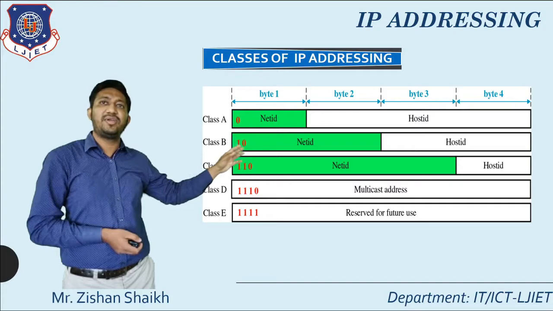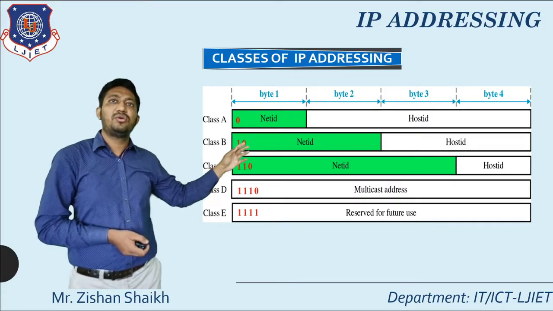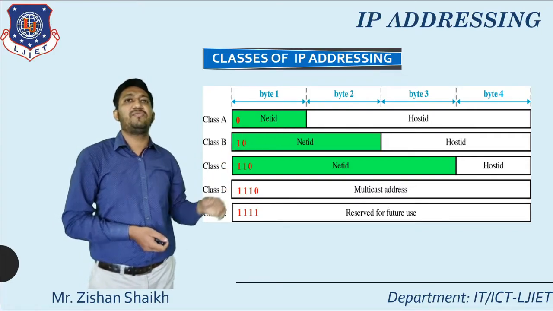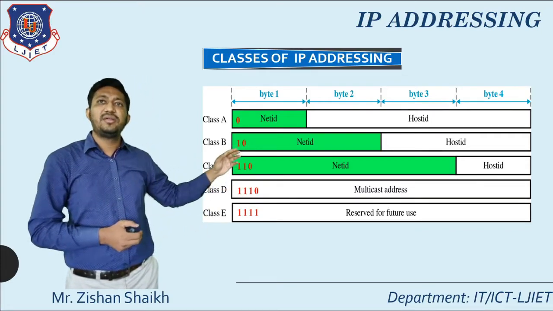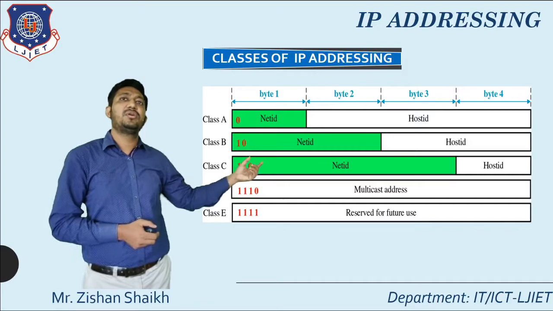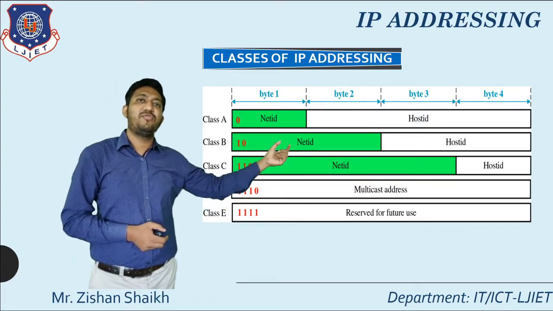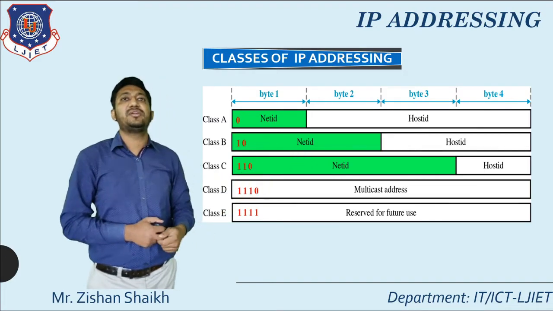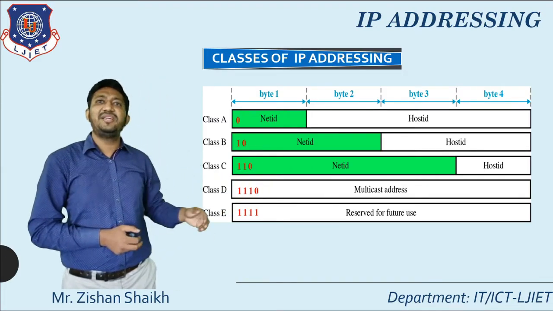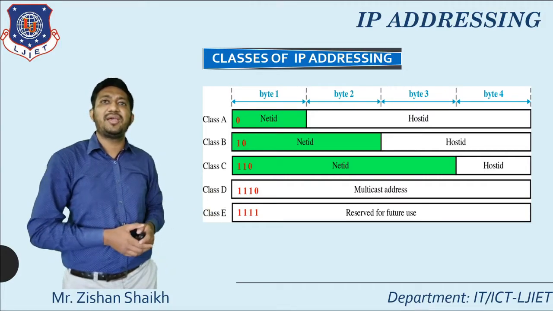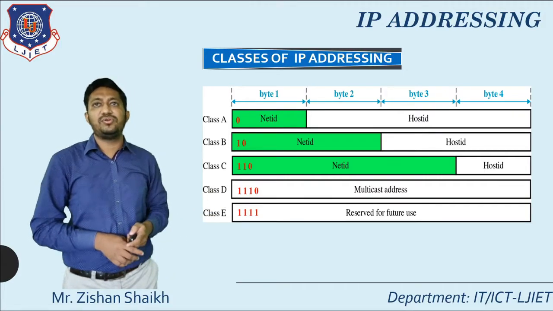For class B, it uses a total of 16 bits for the network ID and the remaining 16 bits for the host ID. Whereas in class C, we use a total of 24 bits for the network, and the remaining 8 bits are used to generate the hosts. Class D and class E are used for the purposes of multicasting and reserved for future use.